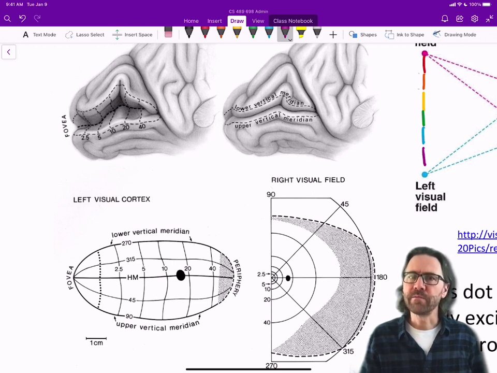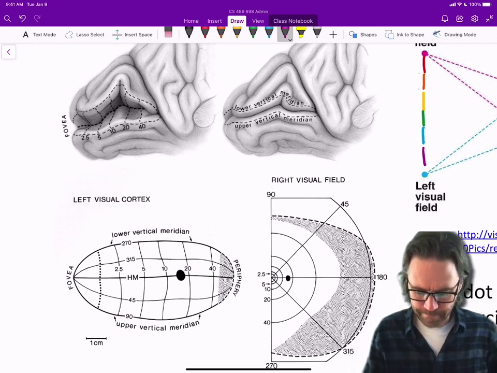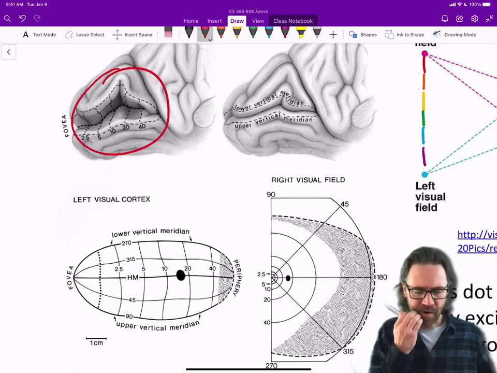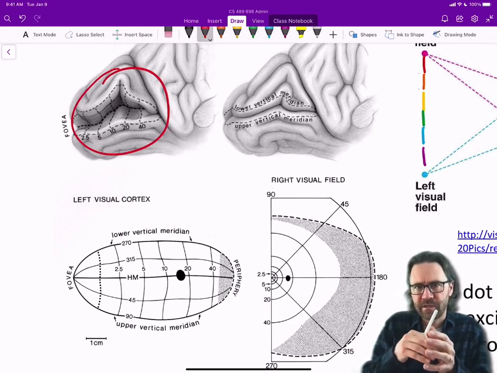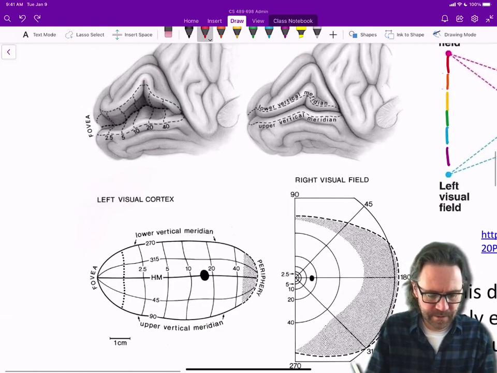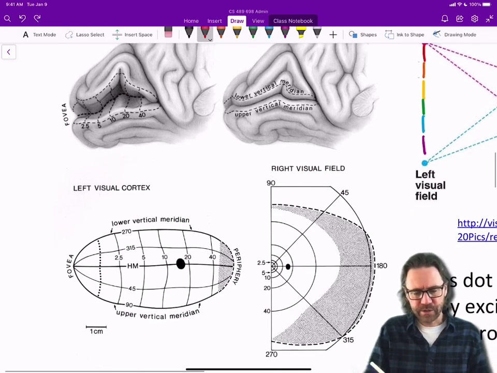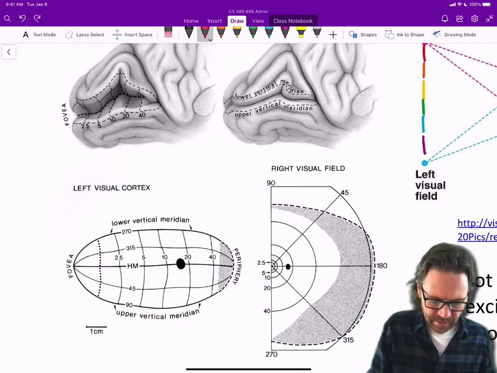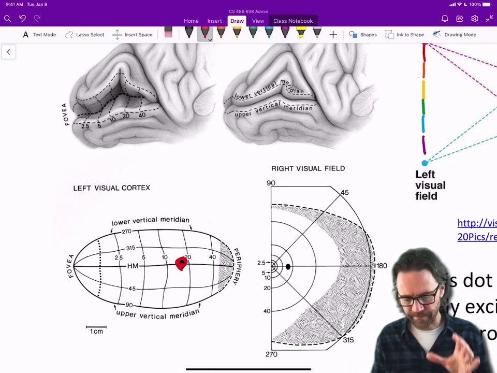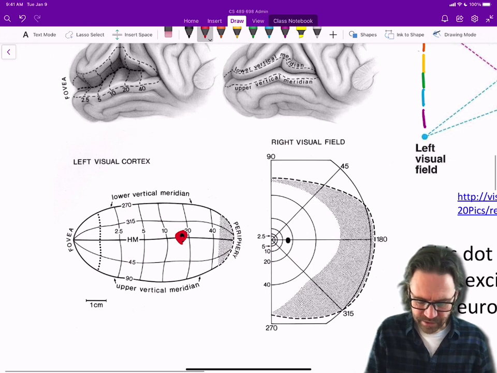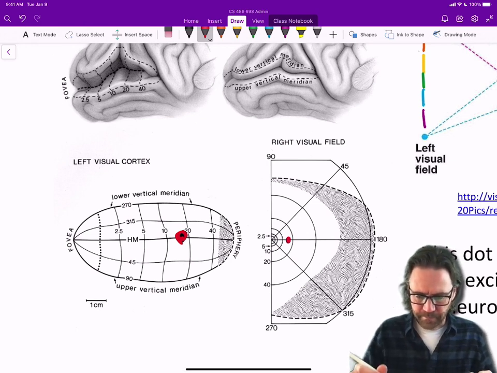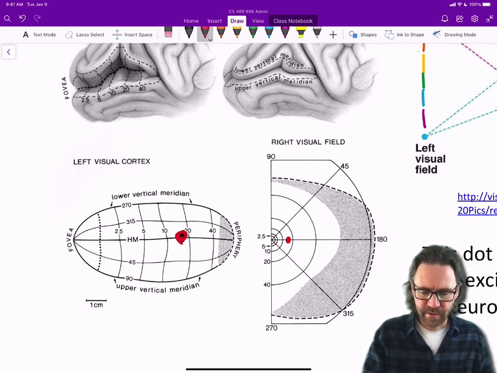Now looking at the details of this, what we're showing here is a part of the visual cortex, opened up so you can see inside the cortex. I've drawn this dot here on this visual field, sort of what the person is looking at. And then now let me color code some of the pieces here.